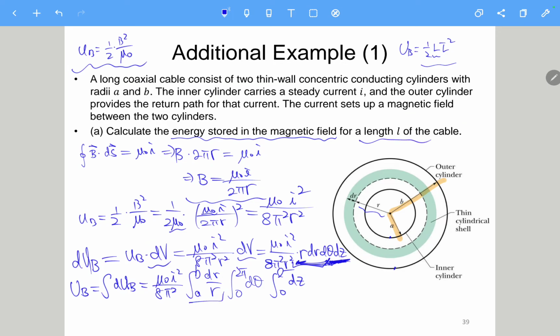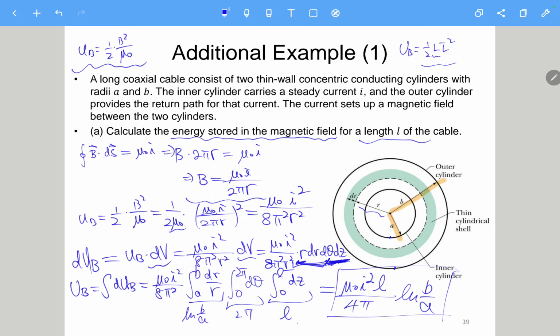So finally, this one is natural log of b over a. This one is 2 pi. This one is small l. So finally, the expression will be mu 0 I squared times L over 4 pi, and then natural log of b over a. Okay, so this is the expression for the energy stored in this structure.